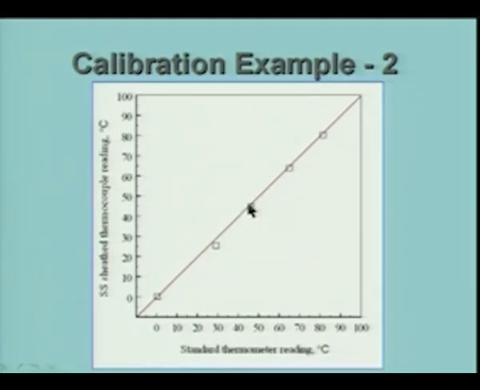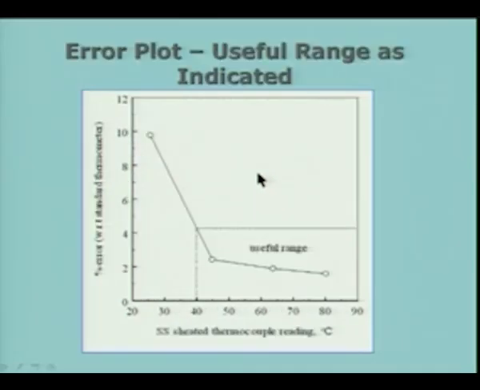You can see that there are some differences, and of course, this is for a particular thermocouple. Another thermocouple may show slightly different behavior. If I plot the error, you can see that the error is almost 10% here, and it becomes small between 40 and 80, about 2 to 3%, 2% or so. So, what I can do is use this value as a correction.